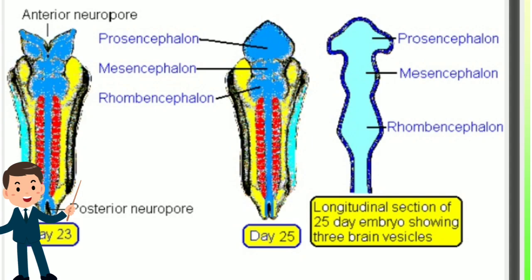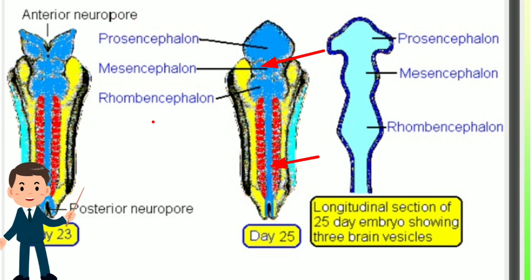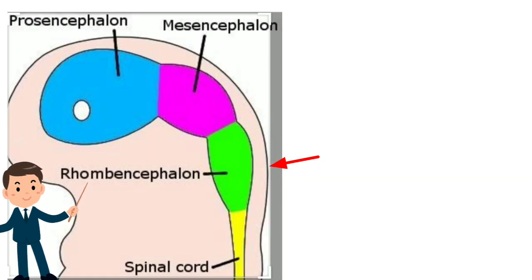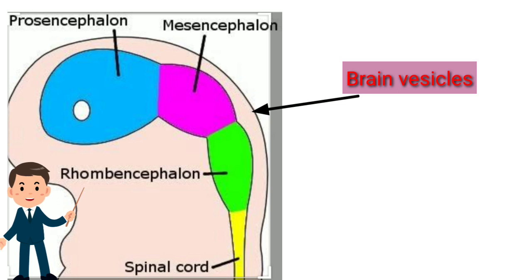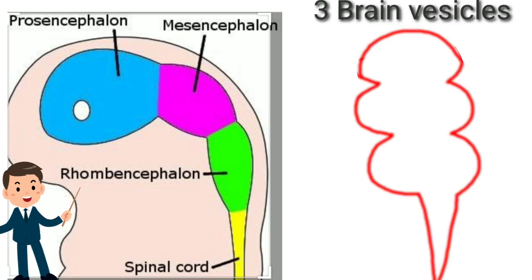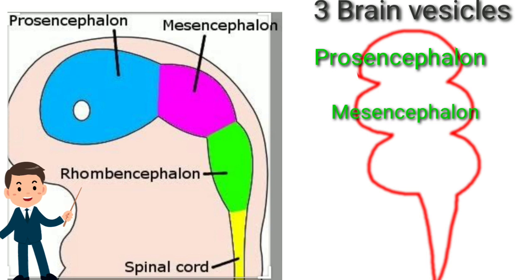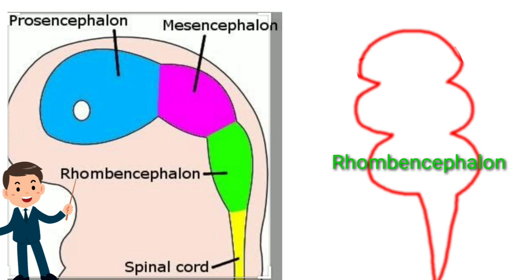Next, let us see about the differentiation of the neural tube. The neural tube has a central cavity that forms the ventricles of the brain and central canal of the spinal cord, and a peripheral wall that forms the tissues of the nervous system. The neural tube elongates craniocaudally. The cranial part of the cavity of the neural tube dilates to form the brain vesicles, whereas the caudal part of the central cavity remains tubular. The dilated cranial part forms three primary brain vesicles called prosencephalon, mesencephalon and rhombencephalon. These are called forebrain, midbrain and hindbrain respectively.